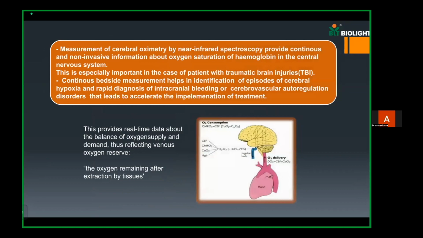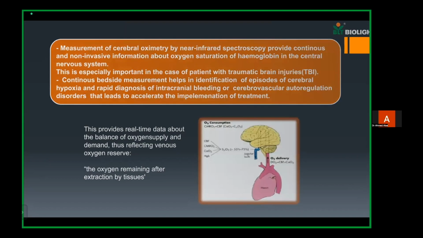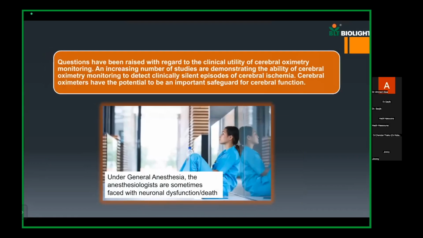Measurement of cerebral oximetry by near-infrared spectroscopy provides continuous and non-invasive information about oxygen saturation of hemoglobin in the central nervous system. This is especially important in the case of patients with TBI, or traumatic brain injury. Continuous bedside measurements help in identification of episodes of cerebral hypoxia and rapid diagnosis of intracranial bleeding or cerebrovascular autoregulation disorders, which leads to accelerated implementation of treatment.